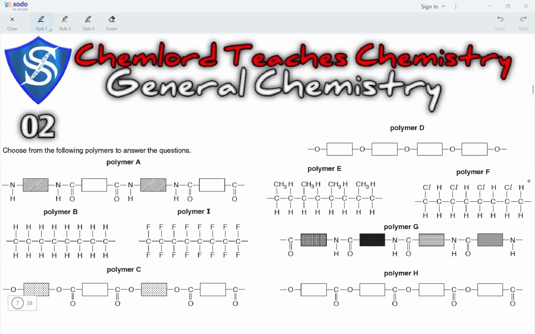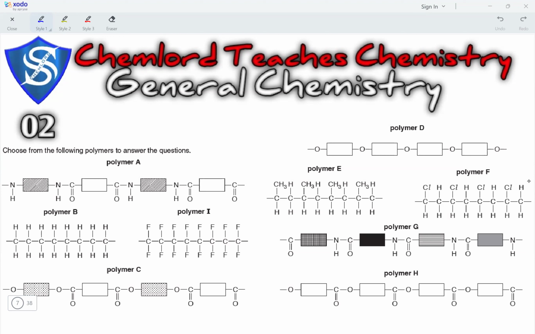Question 2. Choose from the following polymers to answer the questions. Polymer A consists of two different monomers and a polyamide. So this is a polyamide. B is an addition polymer having the repeat units C2H4. So this is polyethylene. C is a polymer with two different monomers forming an ester bond. So this is terylene. D has an oxygen atom between two organic groups.